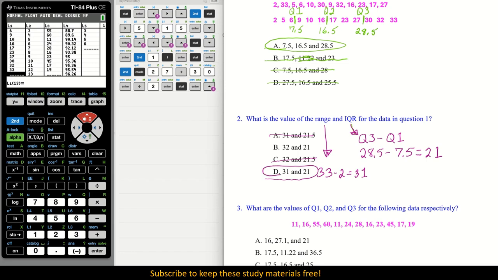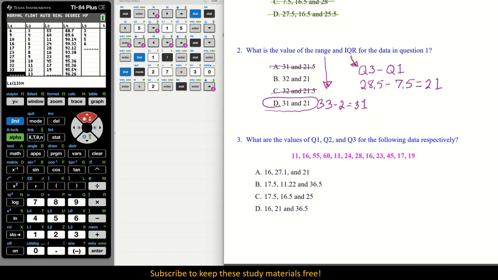Okay. All right. So now let's look at number 3. What are the values of Q1, Q2, and Q3 for the following data respectively? I am going to leave the calculator right here, but I'm going to arrow down so we go to the top. Notice in L3, I have all this data. I am not going to do all of this by hand or rewrite this. We're going to go straight to our calculator and use it. So how do we do that?